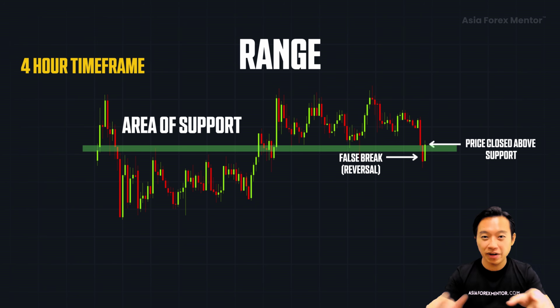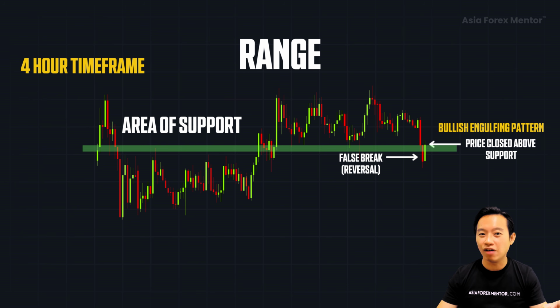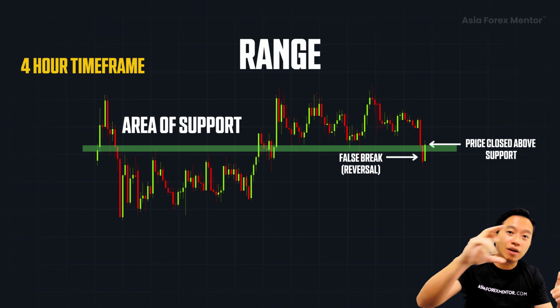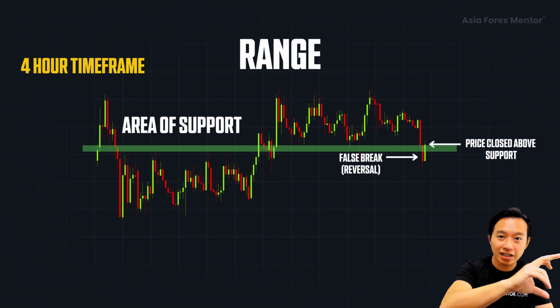For those of you who are familiar with this candlestick pattern, what pattern is this? Yeah, it's a bullish engulfing pattern, right? So that's good enough, right? The candle has engulfed the previous candle, wraps up the previous candle, the red candle.